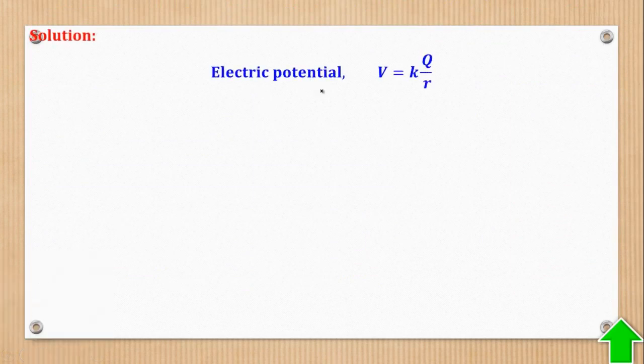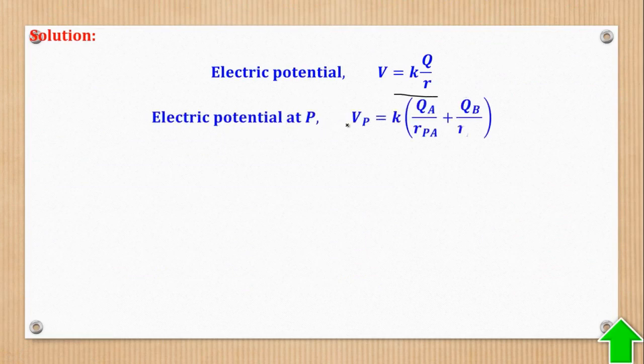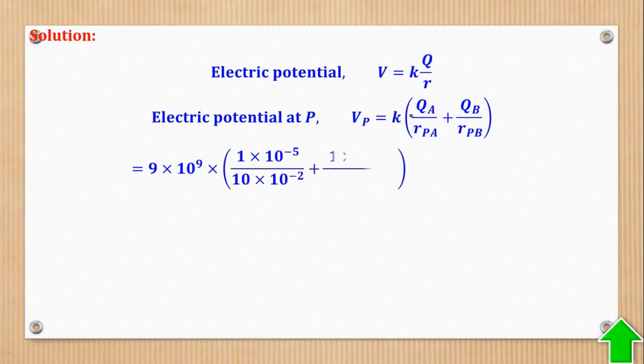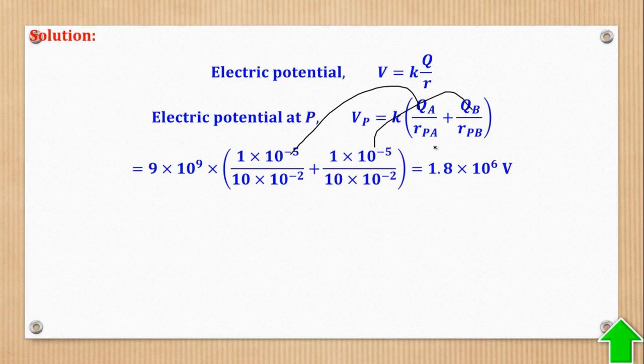Therefore, you shall come and say that electric potential is given by that formula. Therefore, the total electric potential at P, we shall add due to charge at A and due to charge at B. And the charges were the same, positive 1 exponent negative 5, positive 1 exponent negative 5. Separation were also the same, 10 centimeters convert to meters. And that would be the answer they wanted.